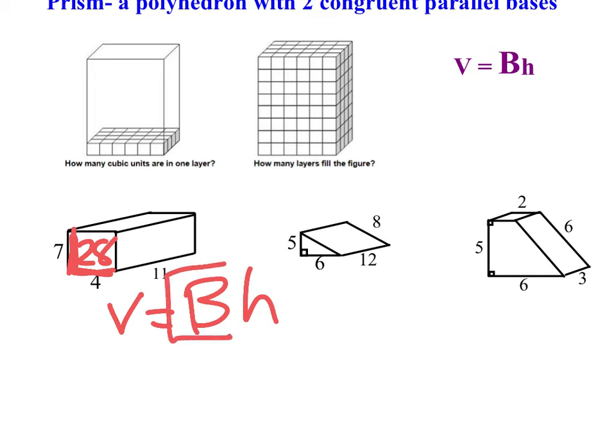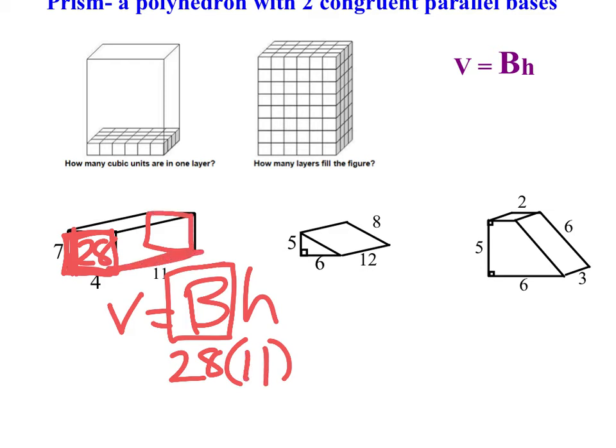I recognize the base to be a rectangle, so I took the little b of 4 times the little h of 7 and got 28. Now I have to go to the height of the entire prism. That means from this base to its congruent parallel base back here, they are 11 apart. So the height of this thing is 11.